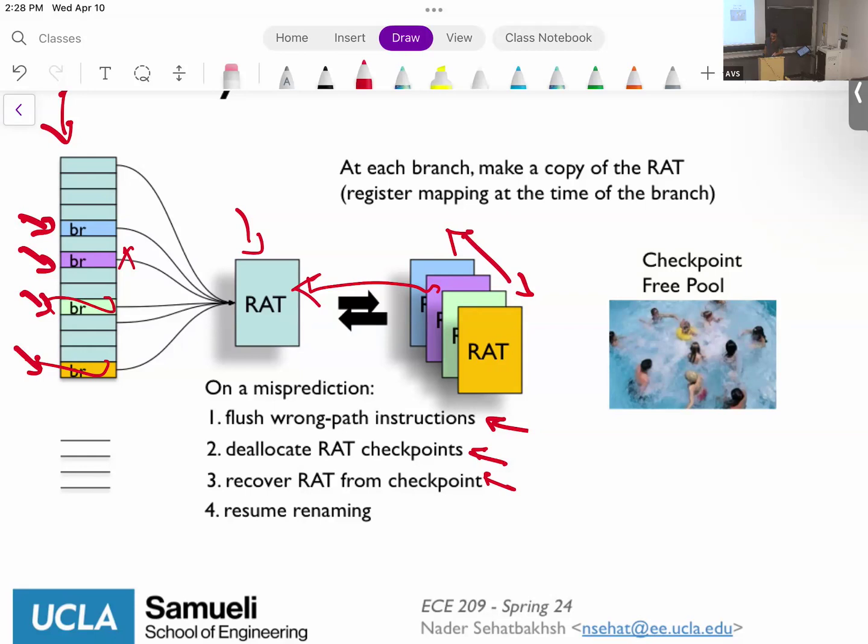Good, this is a good point. When we are doing the RAT, the register file that we have, you also copy that register file as well. So when we say that you copy things, you copy your physical register file, you copy your RAT, you copy your free pool, everything. Whenever you see a branch, everything there will be a copy from it.